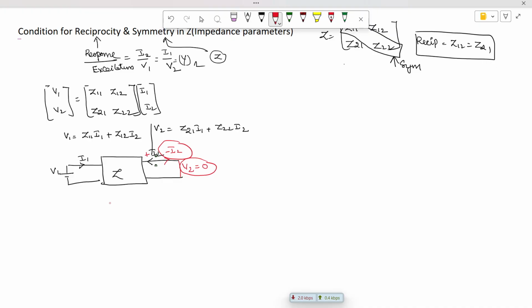What we need to find is the admittance value. Response means output, divided by the excitation. The response here is current, I2, divided by the excitation, voltage V1. At the input port we are applying the voltage and measuring the output current. The output current is the response and the input voltage is the excitation. We have to find this ratio, output current to the input voltage.